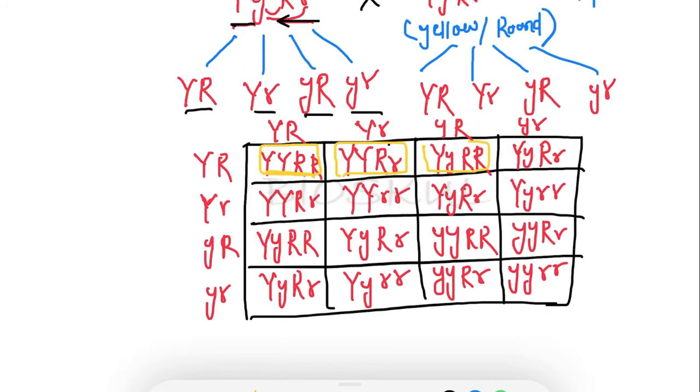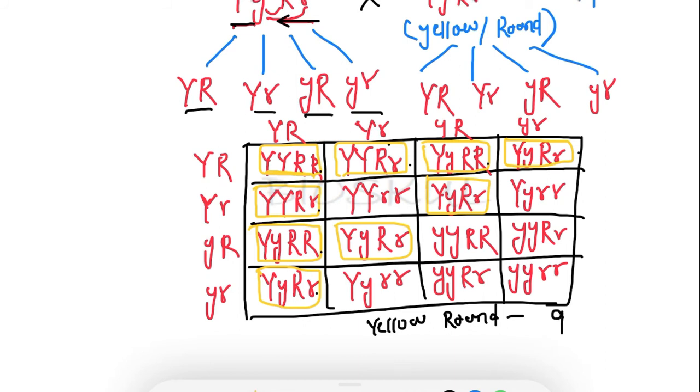Where capital Y and capital R are present, they will be yellow and round. Here also capital Y and capital R are present, that means yellow round. This is also yellow round, and this is also yellow and round. Let's write down the yellow round phenotype: 1, 2, 3, 4, 5, 6, 7, 8 and 9. So there are 9 yellow and round phenotypes.